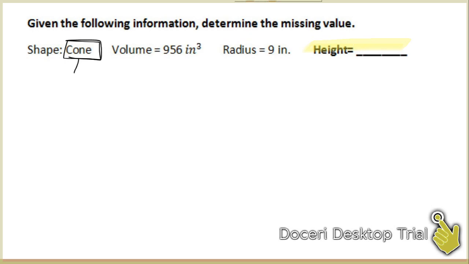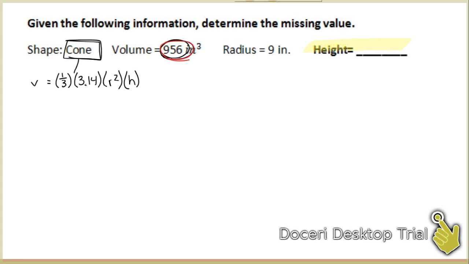So our formula for a cone, remember, is 1/3 times pi, 3.14, times the radius squared times the height. And we're just filling things in. And we know this is what the volume equals. Okay? So in this case, they've switched it up and gave us the volume. So again, we're just going to be plugging things in. So the first thing they tell us is the volume is 956.